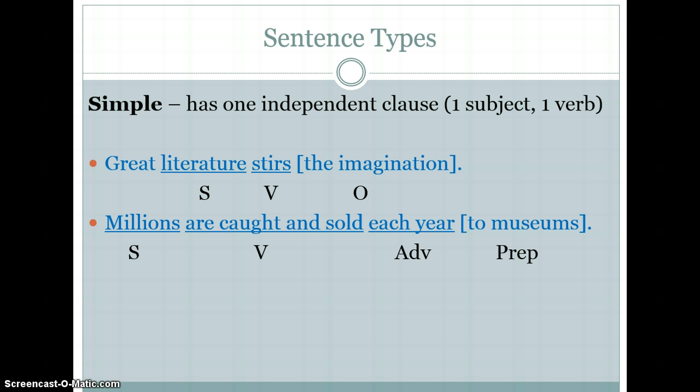Very simple. We've got extra stuff in there. It's not just the subject and verb, but the other stuff that we have in there does not make any more clauses. The first sentence has an object. It tells us what was stirred. It's a prepositional phrase. The imagination was stirred. And in the second sentence, we have two things. We have an adverb that modifies the verb when they were caught and sold. And then we've also got a prepositional phrase that tells us to whom they were sold, also modifying the verb, where they were sold to.